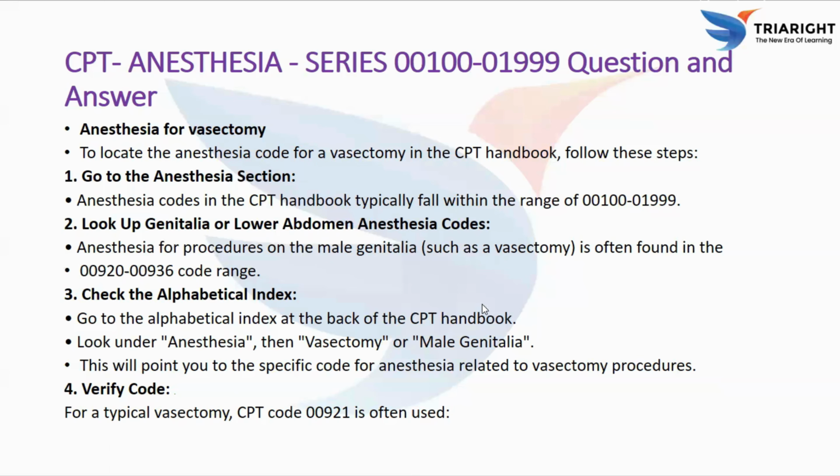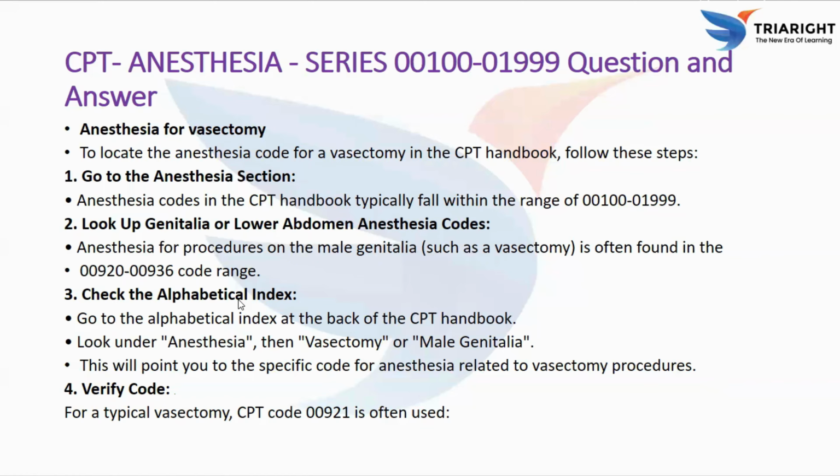And step 4 is verify the code. After checking the numeric section, CPT 00921 is commonly used for anesthesia for vasectomy. So why is this verification important? Because it confirms the correct body area, it confirms the procedure type, and it prevents claim rejection.